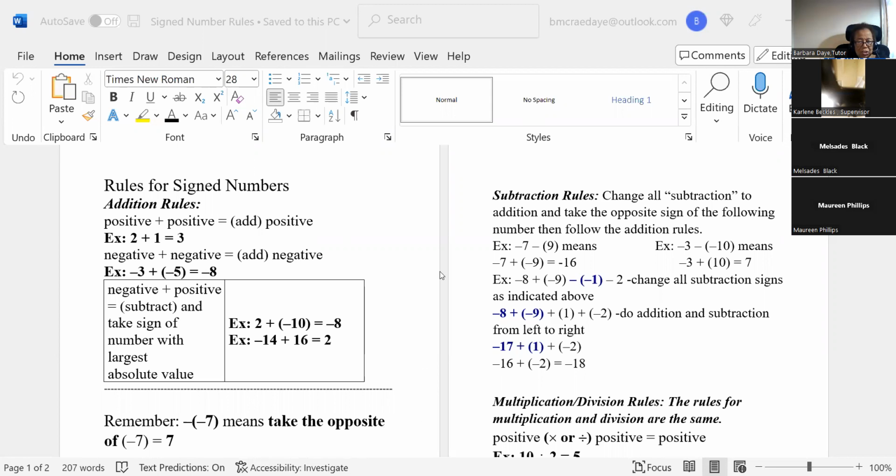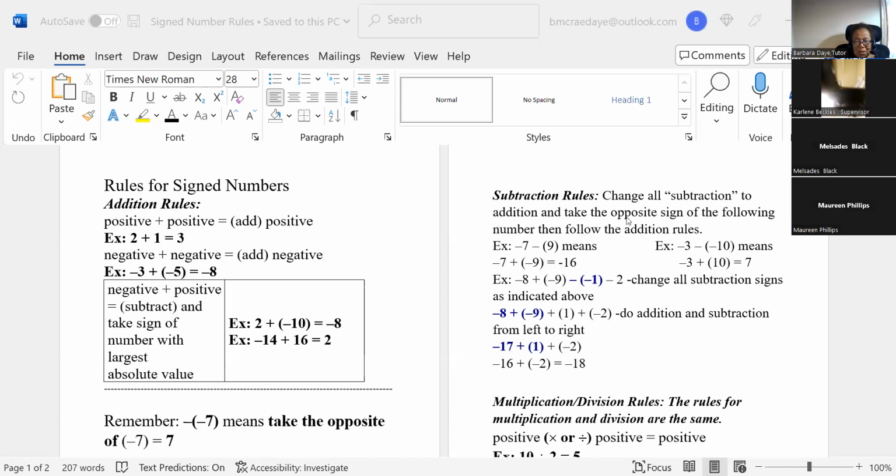Okay. Now let's look at subtraction rules. Now this was addition rules. Subtraction rules are a little different. When you have subtraction, you change all your subtraction to addition and take the opposite sign of the following number. Now, what does that mean? -7 minus 9. That minus becomes a plus, and so a -7 and a plus -9 becomes -16.